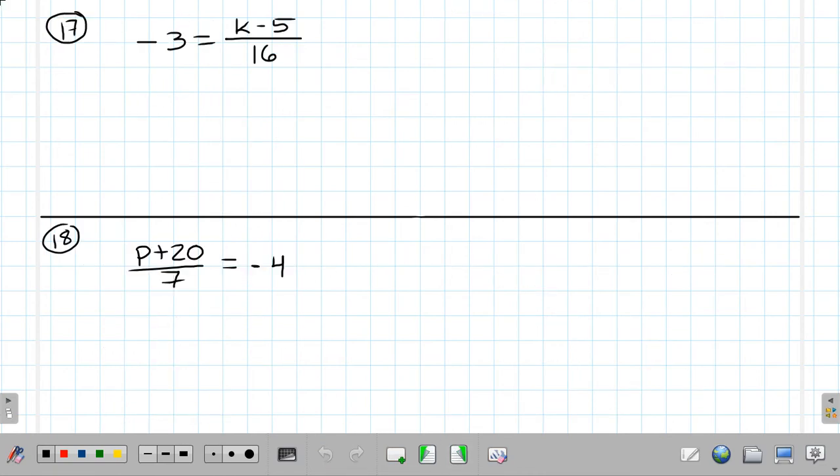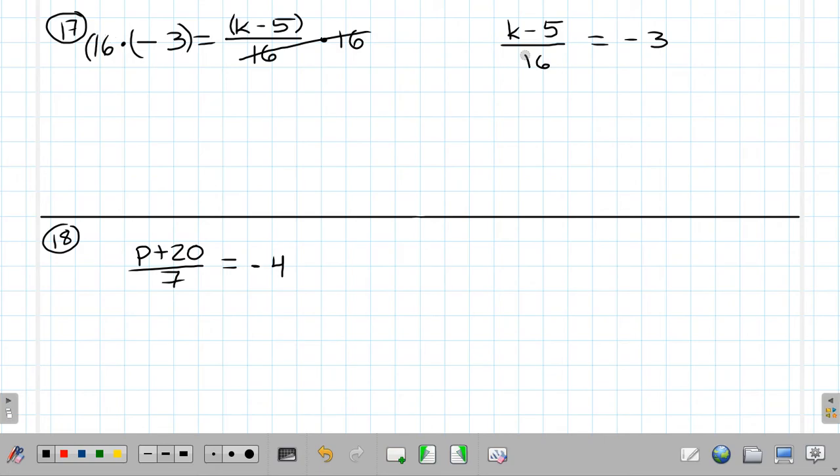And then we get to the last two examples. Number 17, very similar to what we just did with number 16. Things are flipped around, so if you absolutely needed to, you could go over here and write it like this: k minus 5 all over 16 is equal to negative 3. Same equation here, except once again we need to figure out, well, k minus 5, that whole thing's being divided by 16, so the first step is we need to multiply times 16.